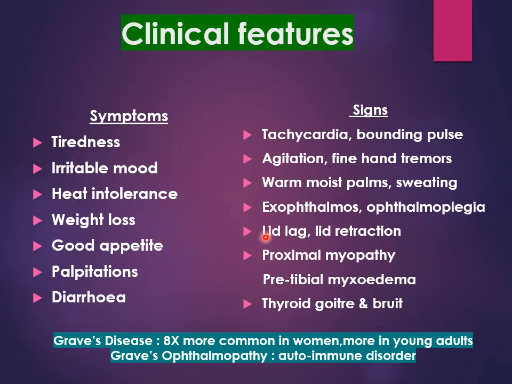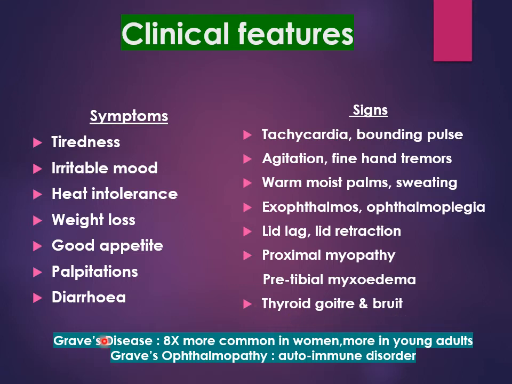Then the signs will be tachycardia with a bounding pulse, also known as the water hammer pulse or collapsing pulse. The patient appears agitated with fine hand tremors. The palms are usually warm and moist with sweating. You may have exophthalmos or ophthalmoplegia, lid lag, lid retraction, proximal myopathy, pretibial myxedema, and thyroid goiter with systolic bruit.